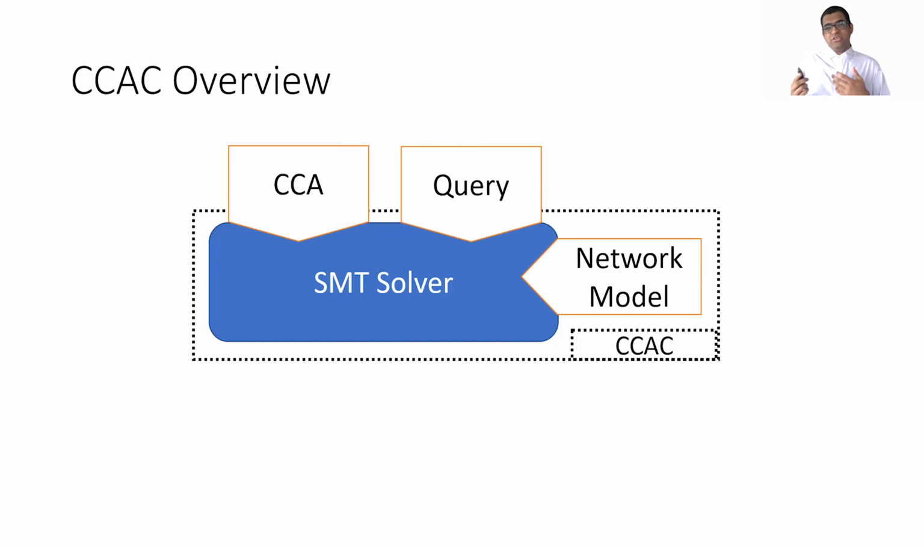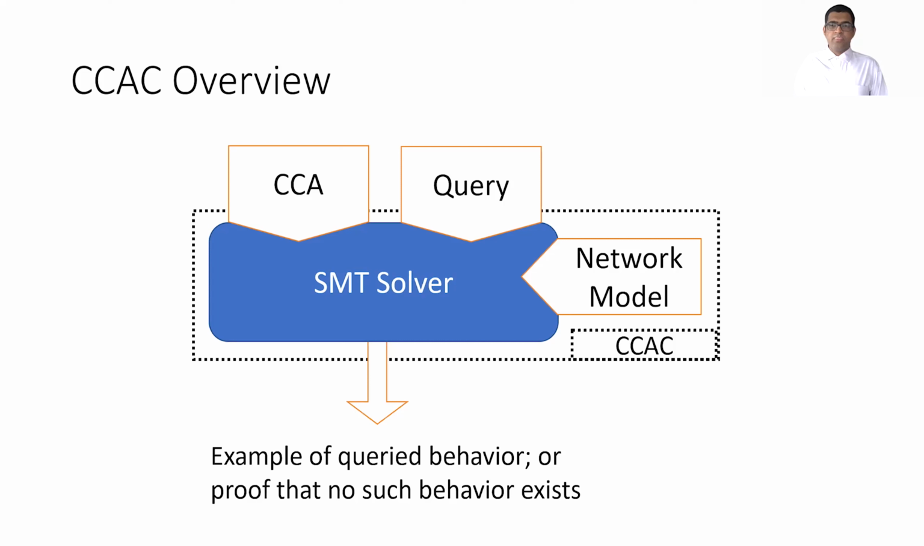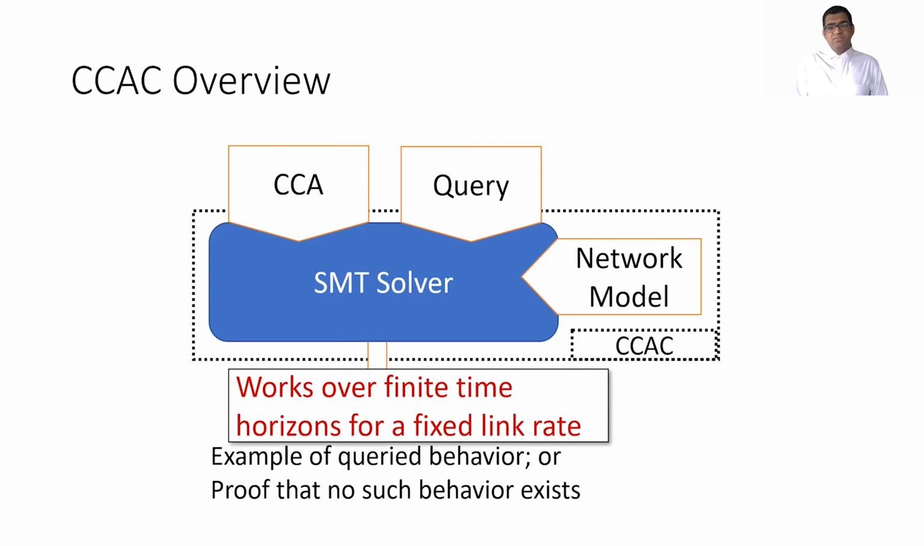To this, the user specifies formulas that describe the congestion control algorithm and their query. Their query encodes what sort of behavior they're looking for. For instance, they could be looking for cases of low utilization. And then SIGCOMM outputs either an example of a trace that has the queried behavior, for instance, low utilization, or a proof that no such behavior exists. These proofs work over a finite amount of time and for fixed link rates.